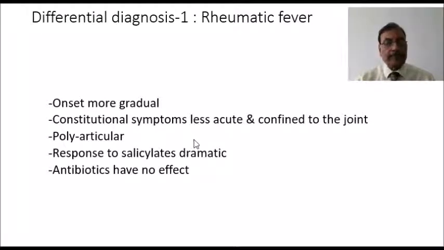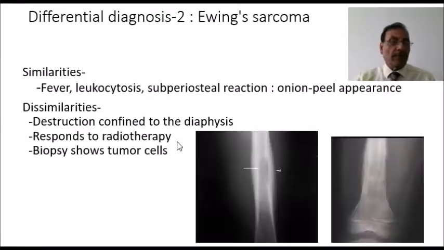What are the differential diagnoses? One is rheumatic fever. In rheumatic fever, onset is more gradual than in acute osteomyelitis. Constitutional symptoms are less acute, and more often the problem is confined to the joint. There will be polyarticular involvement, and we know the response to salicylates is dramatic, and antibiotics obviously have no effect on rheumatic fever.